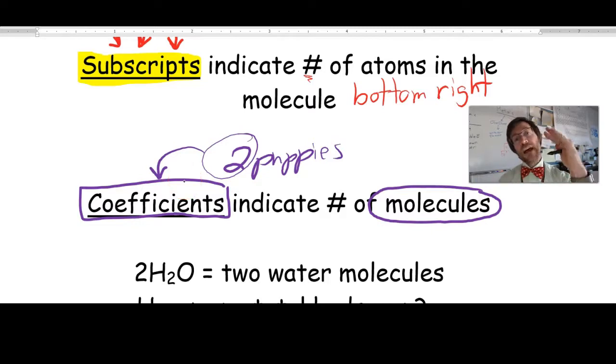And so that coefficient and that subscript are going to start working together for us to be able to count the number of actual atoms in a sample or in a chemical reaction. This is setting us up. This is a skill that we need to move on to chapters 4, 5, 6, and 7, so we can start counting atoms and see how the atoms start to interact with each other.